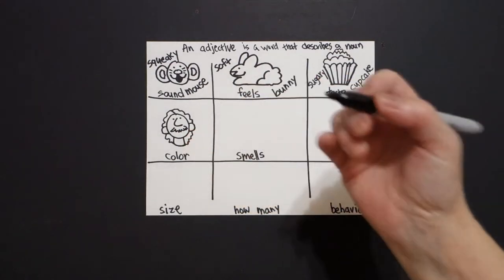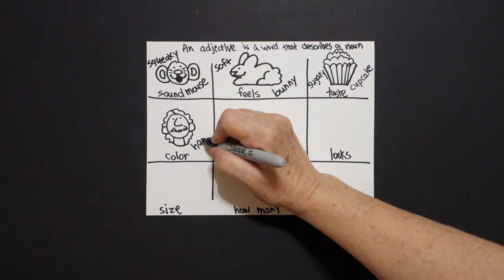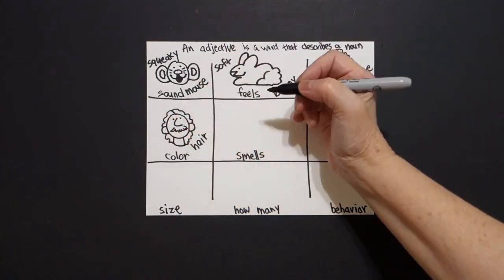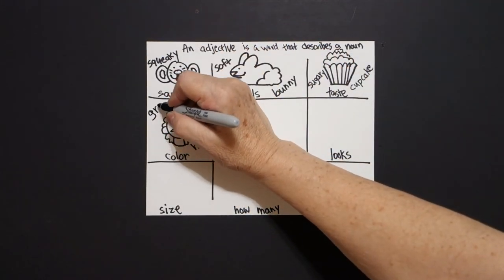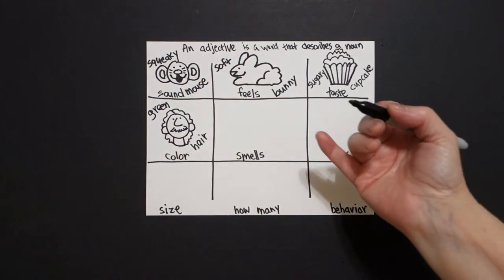This we can't fill in yet because we haven't done our color, but my noun is hair. He's got a lot of hair, and I'm going to color it green. That will be the color. Not yet, but coming up.